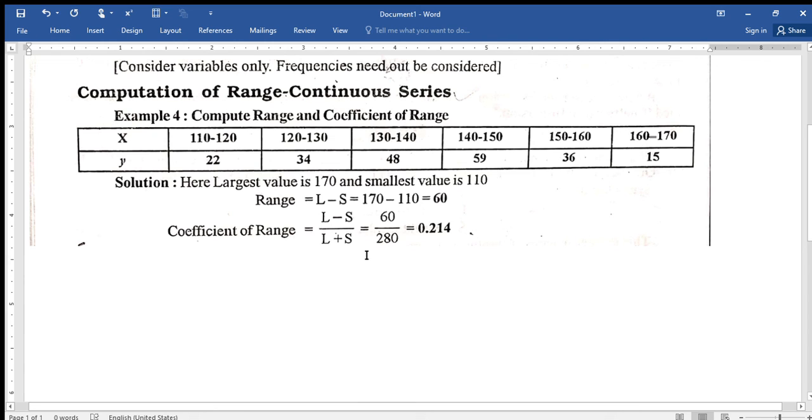Where there are merits, we find demerits. Demerits of range. Range is largely affected by extreme values. Next demerit: it is not based on each and every observation. One more demerit: it is not amenable to further mathematical treatment. Last one: not suitable for open-end class distribution.